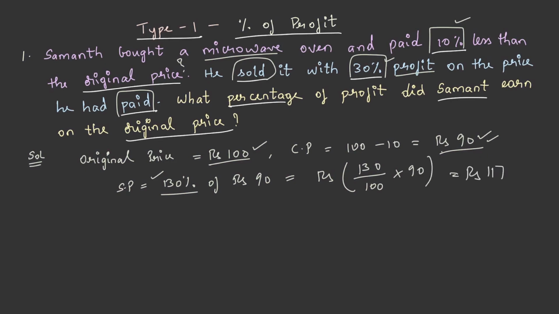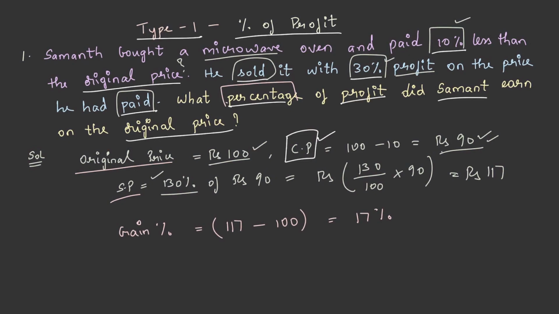In order to get the percentage of profit, let's subtract original price from the selling price. Therefore, gain percentage is equal to 117 minus 100. This will be equal to 17%. The question is asking the percentage of profit someone earned on the original price. That is why we have subtracted the original price from the selling price. The actual formula for profit is selling price minus cost price, isn't it? Hope you had understood this question.